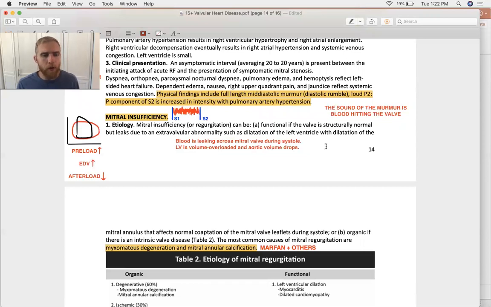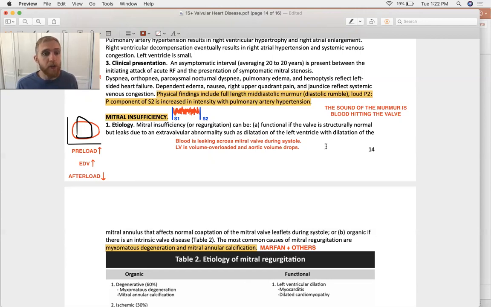So on a pressure volume loop of the left ventricle, your preload goes up because it's pumping a little bit of blood back into the left atrium every time, so it can't get that blood out of the system. And your end diastolic volume goes up because, well, that's even more blood for your atrium to fill the ventricle with. But then your afterload goes down, and your afterload goes down because your cardiac output's going down, because some of the blood that you're supposed to be pumping out into the aorta, you're actually pumping back into the atrium.